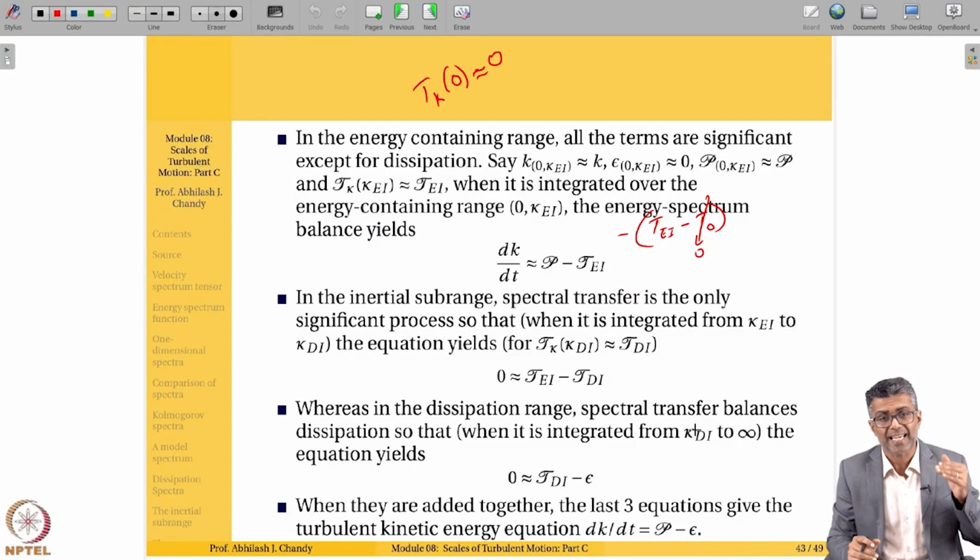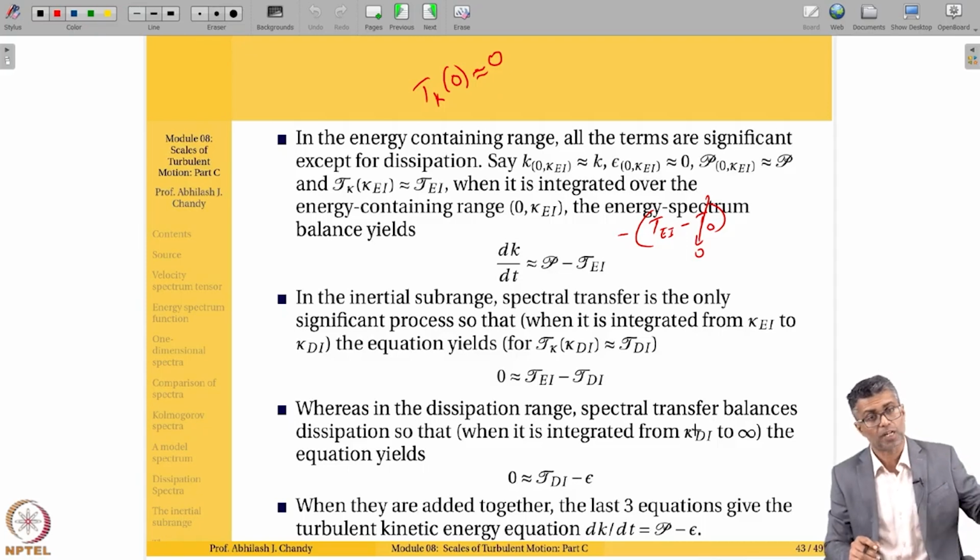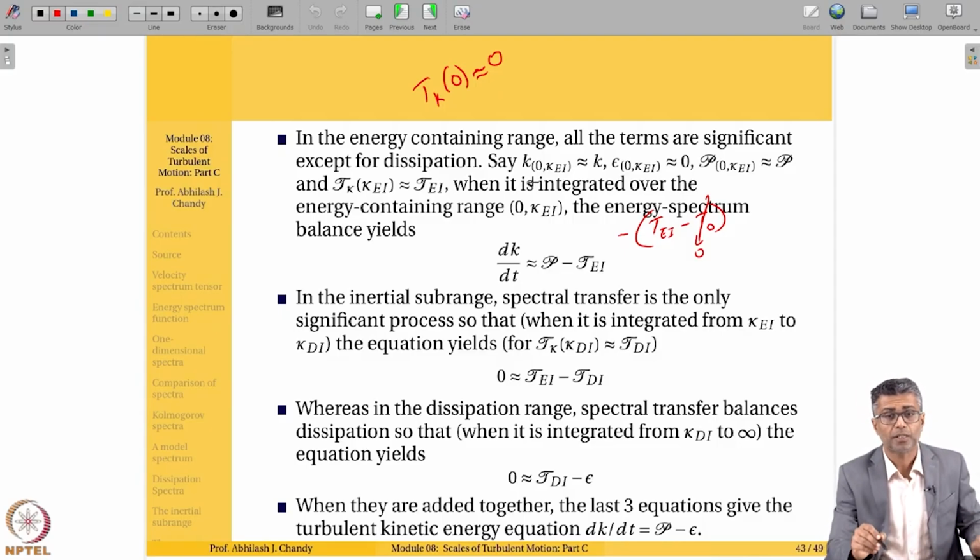Now let's take each range and try to integrate the energy spectrum balance equation for each range one by one. In the energy containing range, all the terms are significant except for dissipation. What do I mean by that? Production is significant. Transfer is also significant because energy has been removed out of the large scales. But there is almost no dissipation. In that sense, if you take the turbulent kinetic energy in that range, 0 to kappa EI, it would be approximately equal to K itself. The dissipation over that range is going to be equal to 0. And the production over that range is going to be equal to the total production.